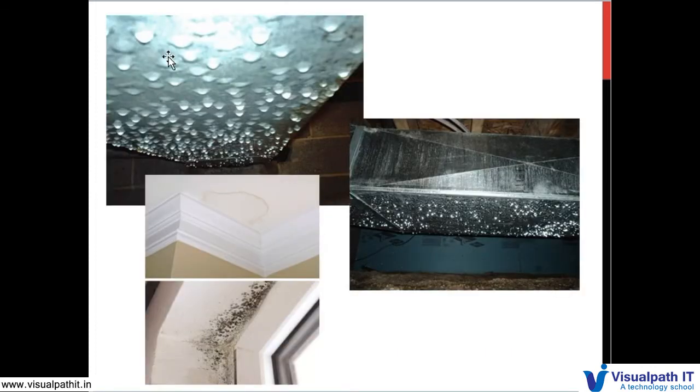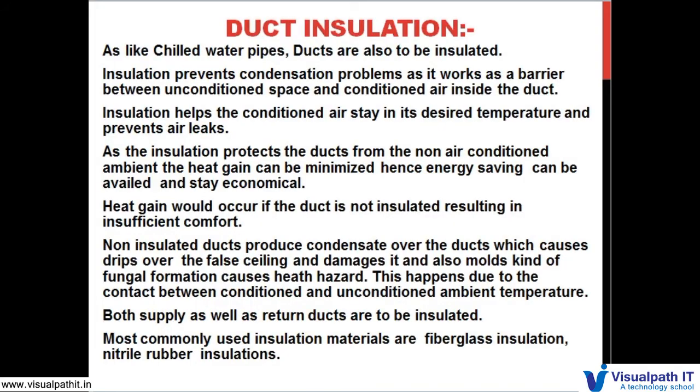These are all duct sweating. These ducts are without insulation. Due to no insulation over the ducts, this is how the condensate forms. If this forms, it starts dropping on the false ceiling like this, and it creates molds like this. That is what we saw here. Non-insulated ducts produce condensate over the ducts.